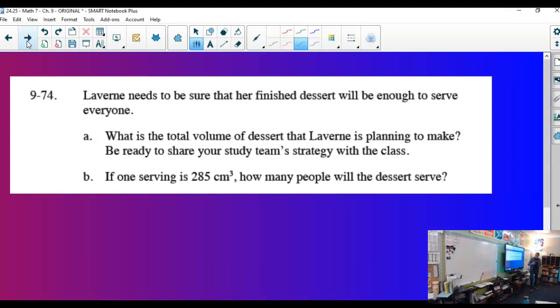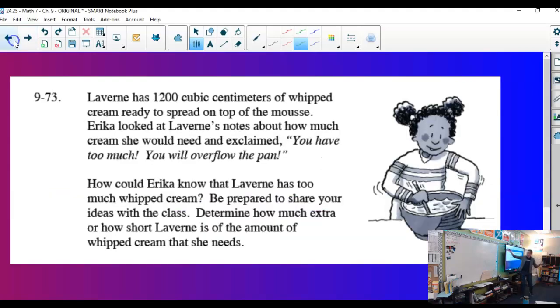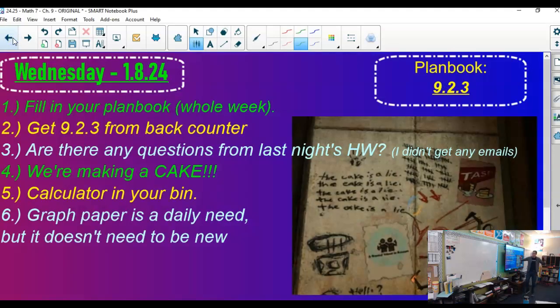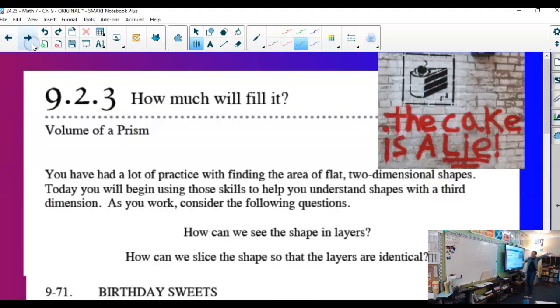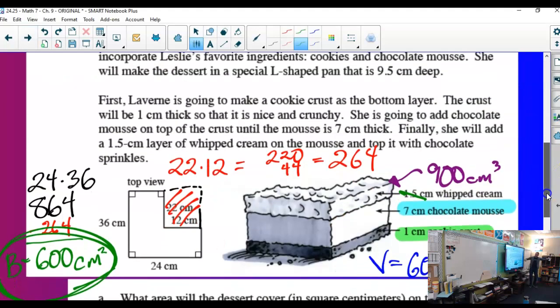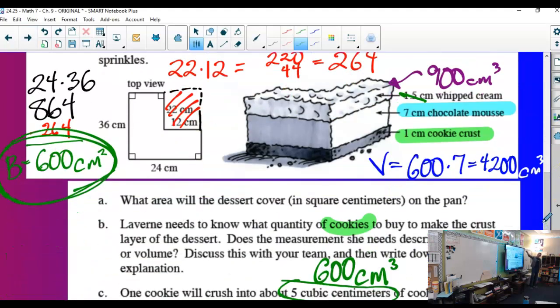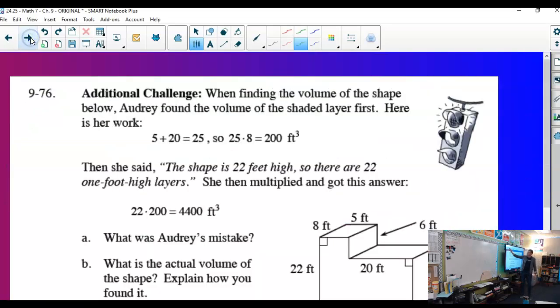So what do you mean by starting amount? Yeah, the total volume of the cake. So we had 900, 4,200, and 600. Anyone get a total of our whole cake? 5,700. 5,700, right? So that's our total cake volume.